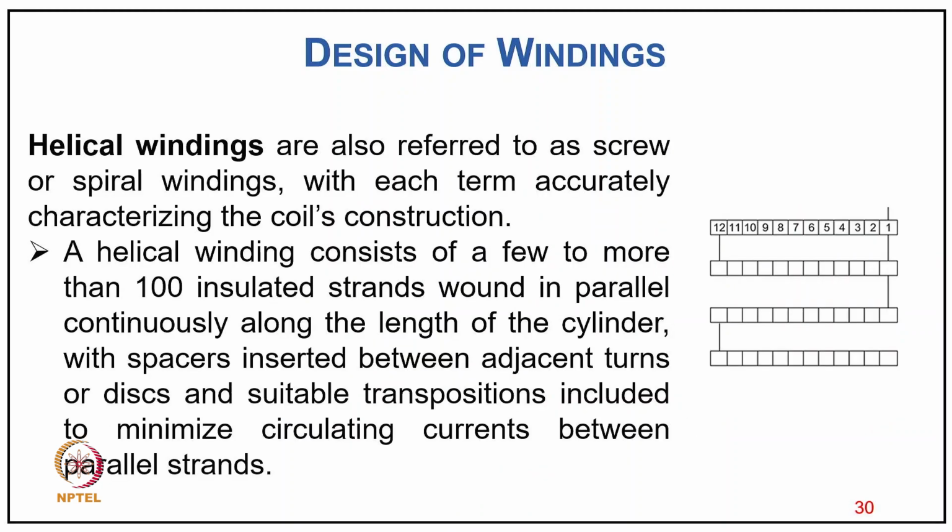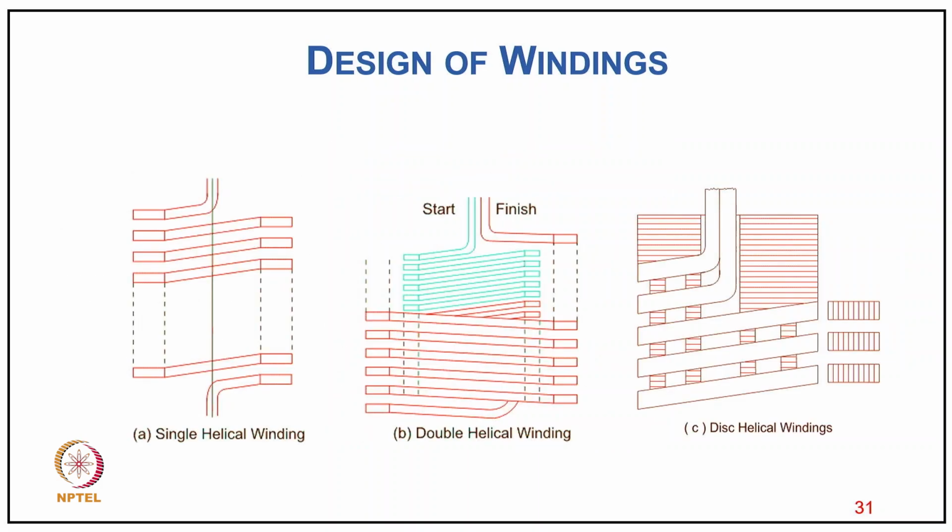So now coming to the second kind of winding, the helical winding. Helical windings are also referred to as screw or spiral windings, with each term accurately characterizing the coil construction. A helical winding consists of 3 to more than 100 insulated strands wound in parallel continuously along the length of the cylinder, with spacers inserted between adjacent turns or discs, and suitable transposition included to minimize circulating current between the parallel strands, as you can see in the diagram. So you can see how the helical winding, then the double helical winding, and the disc helical winding are really put into practice.